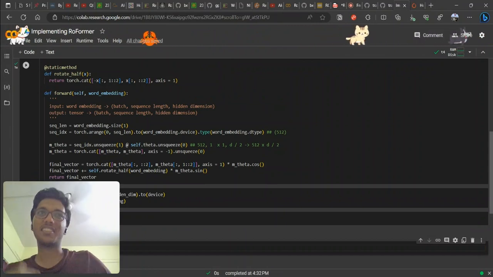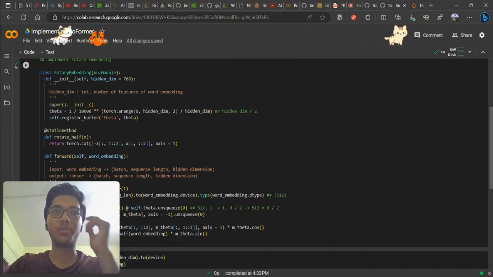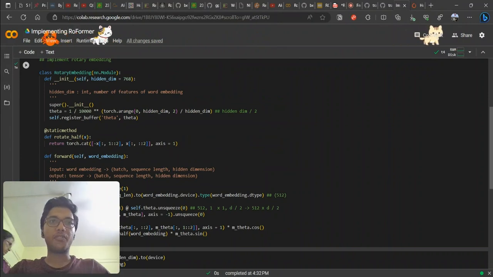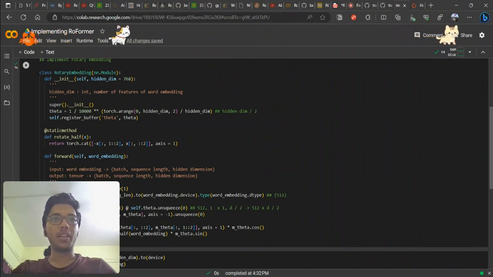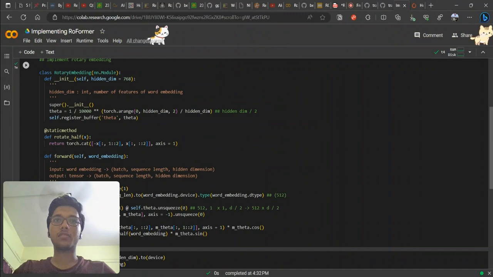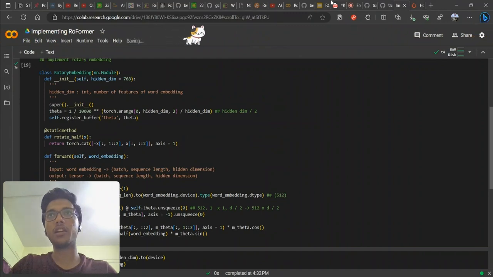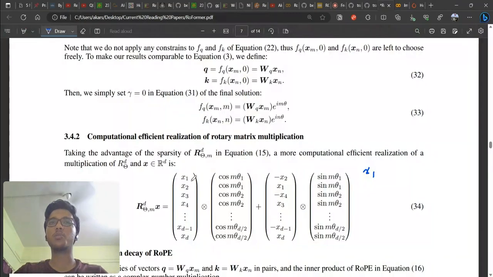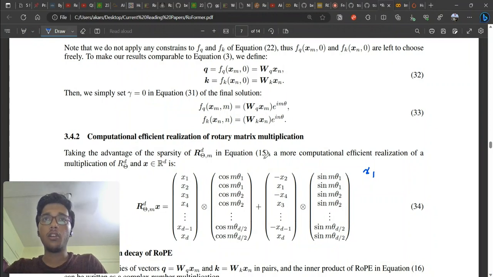Okay, so let me make you understand what is actually happening. Here we would be getting a batch of word embeddings of shape batch, sequence, hidden dimension, right? So if you group these things together, we would get x1, x3 up to n times cos, and minus x2, x4, meaning rotating that half part, taking the negation of it and concatenating. The same thing I have done here.